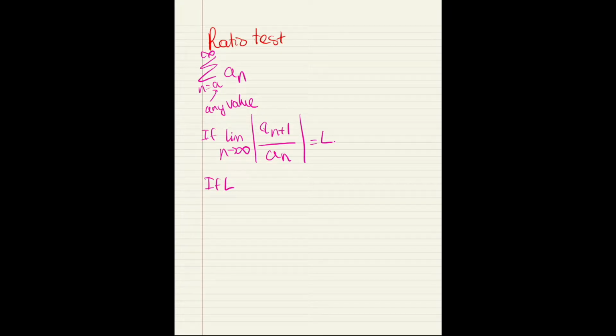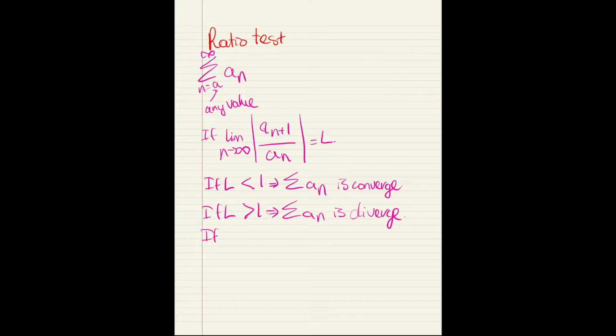If L is smaller than 1, then the series of a of n converges. If L is bigger than 1, then the series a of n diverges. And if L equals 1, then the series a of n is inconclusive. By that, you have to test for other series tests.